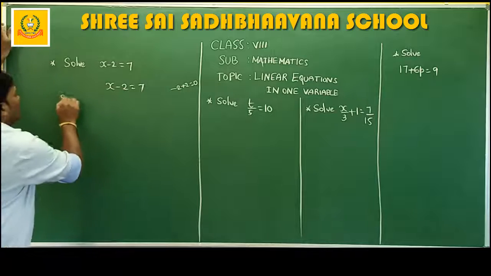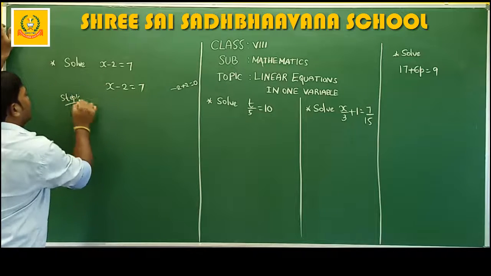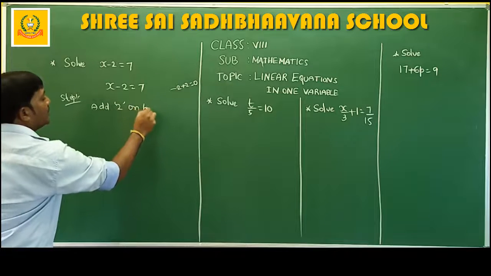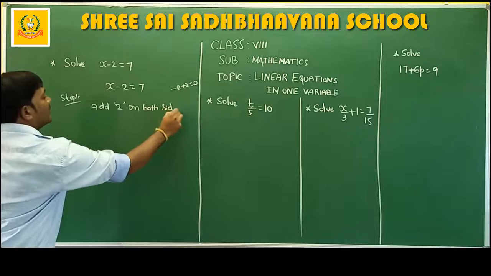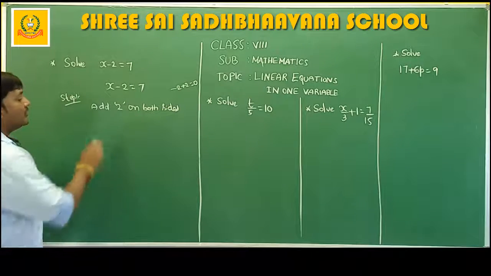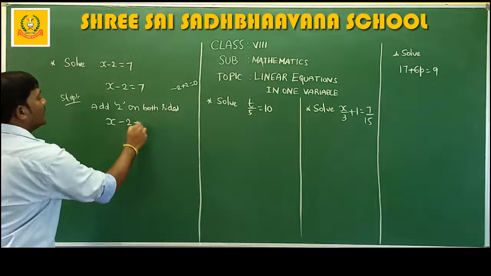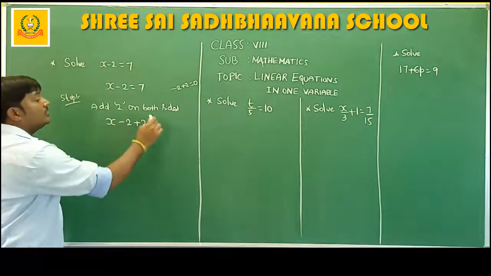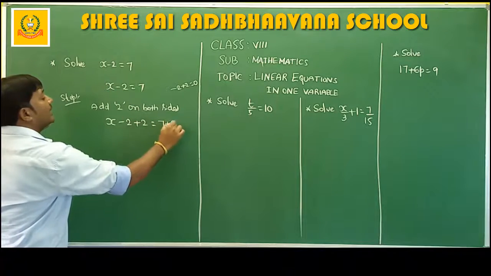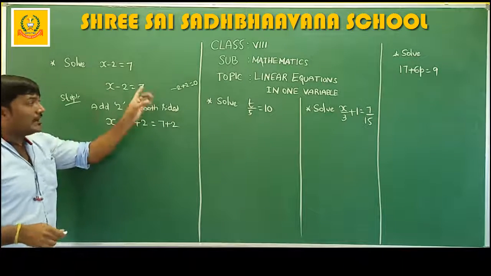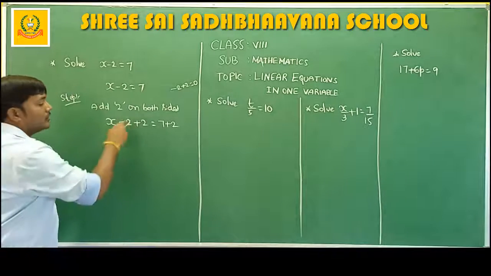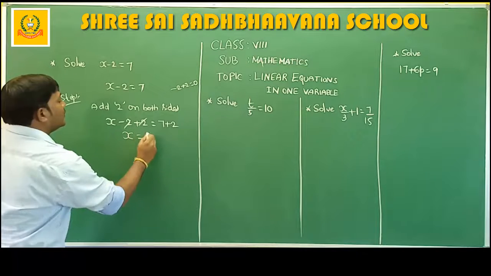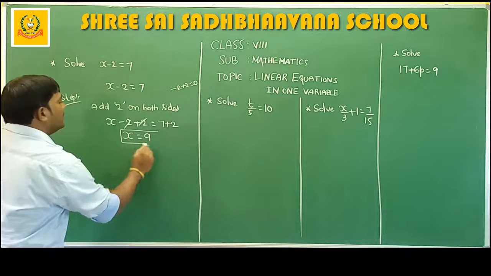So what is the first step we have to do? Step 1. Add 2, means plus 2, on both the sides. So what will you get? x minus 2 plus 2, and remember we are adding 2 on both the sides. So minus 2 plus 2 and 7 plus 2. Understood? We are adding for LHS as well as for RHS. Minus 2 plus 2 both will get cancelled. So x is equal to 9. So this will be your answer.